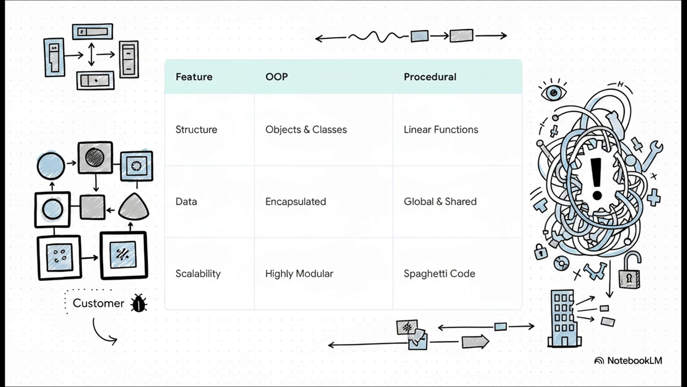OOP, on the other hand, structures everything into self-contained objects with their own private data. It's super modular. If a bug pops up in the customer object, guess what? It's isolated right there. Debugging and scaling become infinitely more manageable.